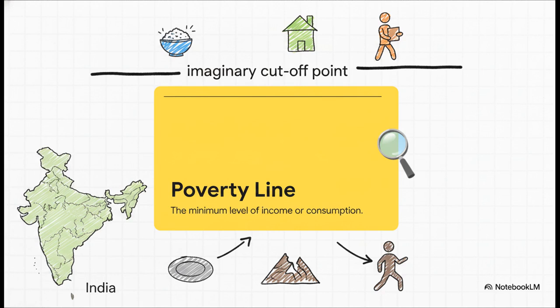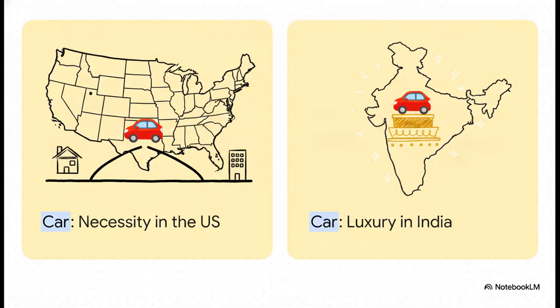To do this, we have to start with the foundational macro concept, the poverty line. Think of it like a giant invisible line drawn in the sand. It represents the absolute minimum level of income, or consumption, required to just satisfy your basic needs. It acts as a strict boundary separating those who can meet their minimal subsistence needs, the non-poor, from those who simply cannot.